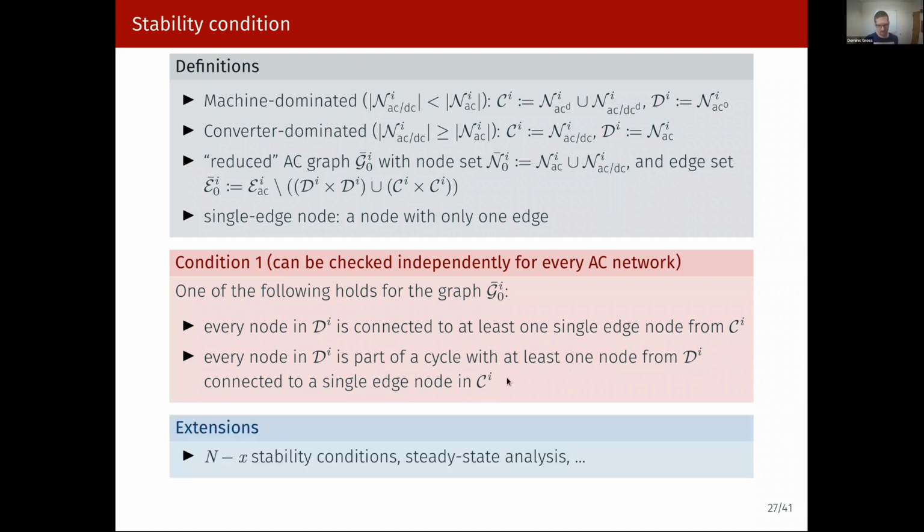We have a bunch of extensions to this, like an n-x stability condition where you say, look, can I still certify stability if I lose one line, two lines, one machine, two machines, and so on? Also steady state analysis as to how these things affect the steady state frequency after load perturbation. I'll not go into the details of this here.